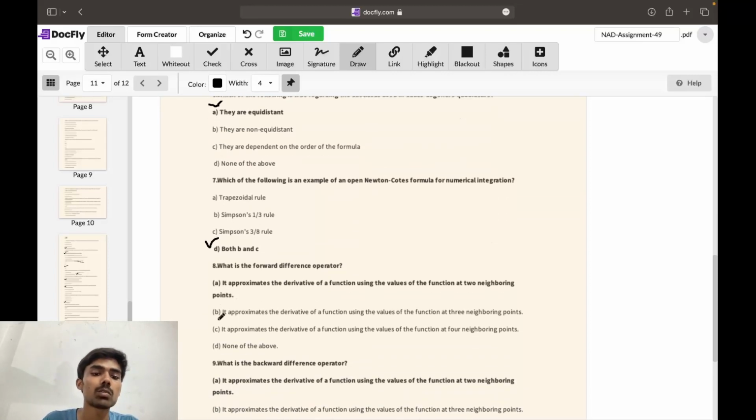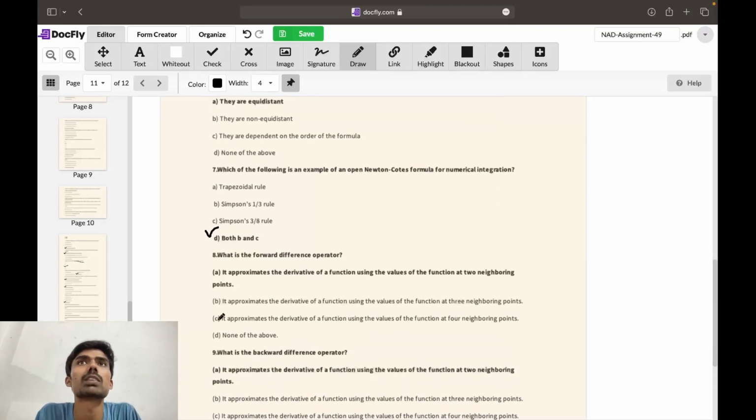For question number 8, we have: what is the forward difference operator? The forward difference operator estimates the value or derivative of a function using the values near it. As the first option states, it approximates the derivative of a function using the values of the function at two neighboring points. So this is the right answer.